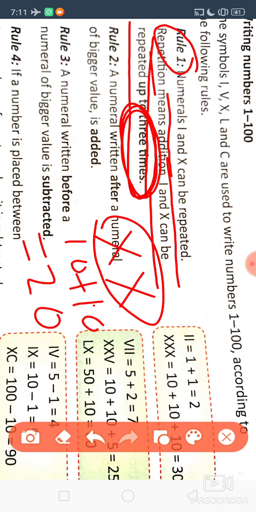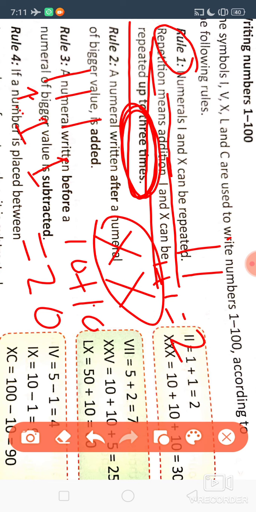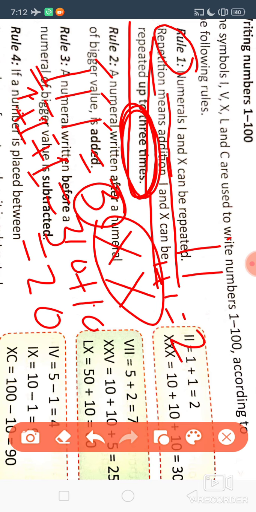Suppose I is written 2 times. Then I means 1, again I means 1. So 1 plus 1, how much will we get? 2. Suppose I is written 3 times. Then I means 1, again 1, again 1. Repetition means addition. So 1 plus 1 plus 1, that is 3. So if we write I 3 times, that means 3.